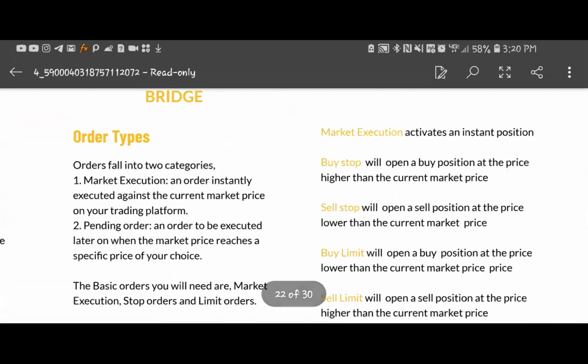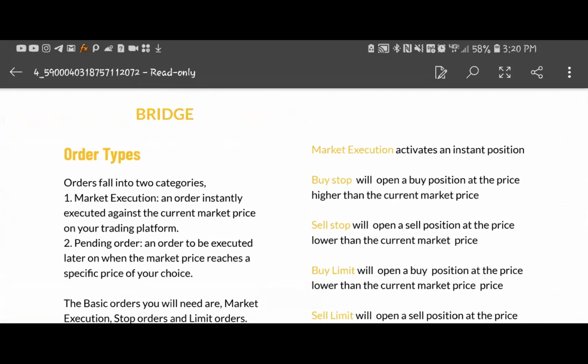So market execution is, for example, if you want to enter a market or a trade right now. Once you enter a trade, you're automatically in the trade and then you buy or sell. That's what market execution means. It activates an instant position. You want to enter a market right now, you want to take a trade right now, you want to buy or sell right now instantly, right?